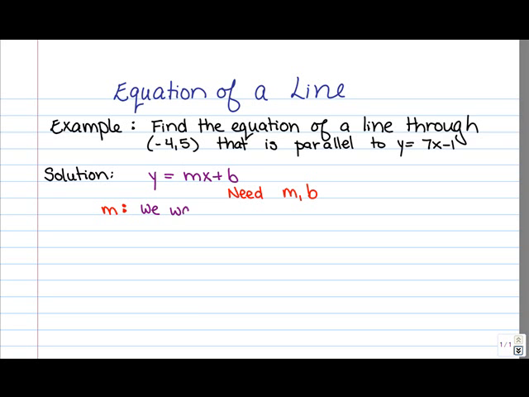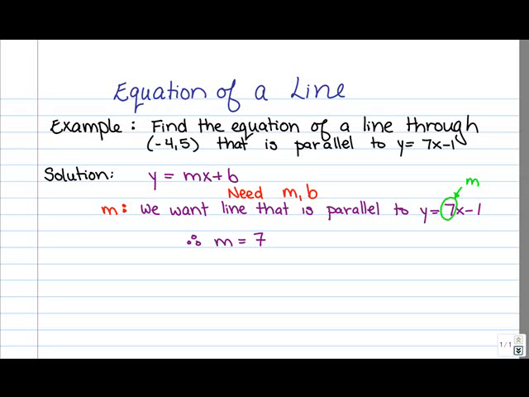We want a line that is parallel to y = 7x - 1. Now in the equation y = 7x - 1, the slope is the number in front of the x, in other words, the 7. Because we want our lines to be parallel, that means the slopes have to be the same. So, and I'm just writing these three little dots which indicate therefore, the slope is going to be 7.